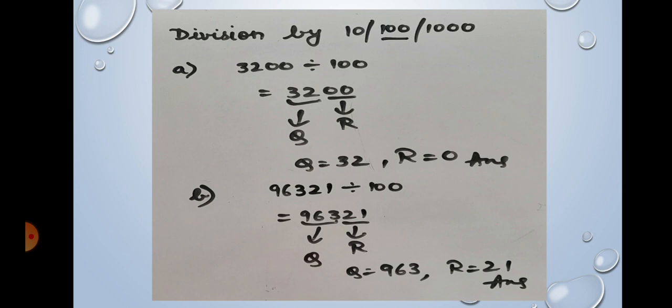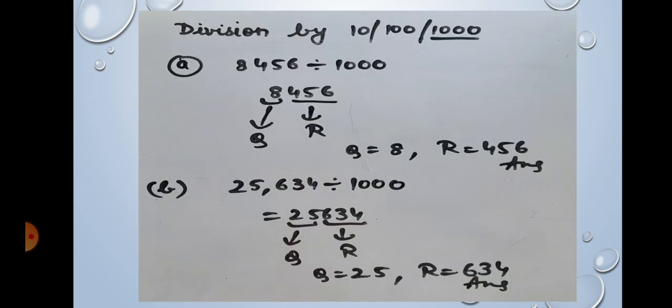The next is division by 1000. Here in the first example, we have taken the number 8456 divided by 1000. As 1000 contains 3 zeros, we underline 3 digits, that is 4, 5 and 6. The underlined digits, 456, are called the remainder, and what is left is called the quotient, that is 8.